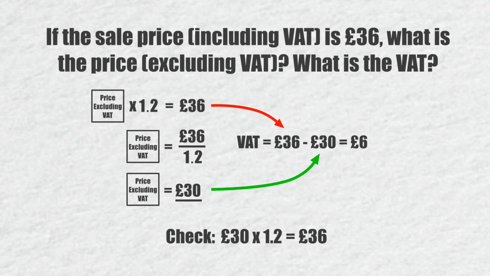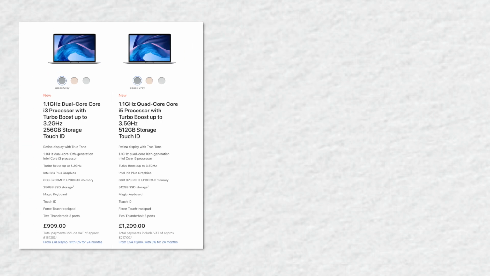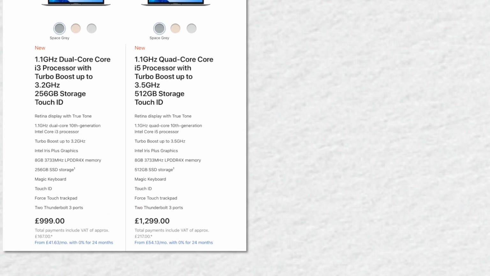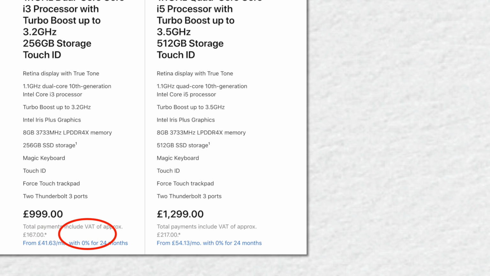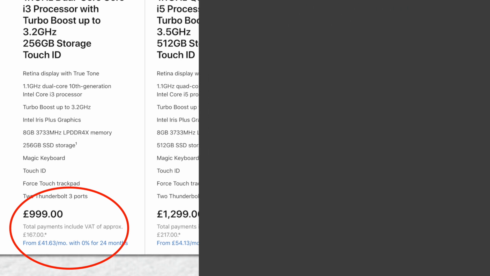Let's look at a real-life example. Here's the new MacBook Air. We can see two prices for two computers. Now, Apple have provided the VAT for each computer, but let's work out the VAT anyway and see if it matches with what Apple have. Feel free to pause the video at any time and have a go by yourself. So let's calculate the VAT added to the £999 MacBook Air. Apple say that the £999 price includes VAT of approximately £167. Well, let's try and work this out for ourselves.